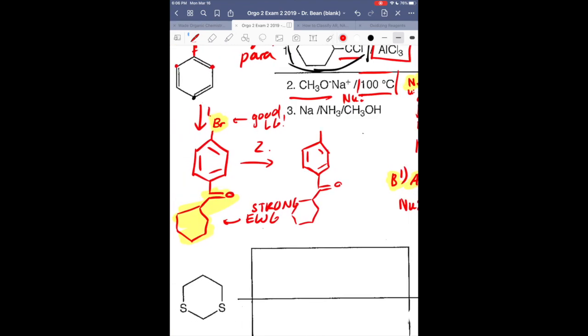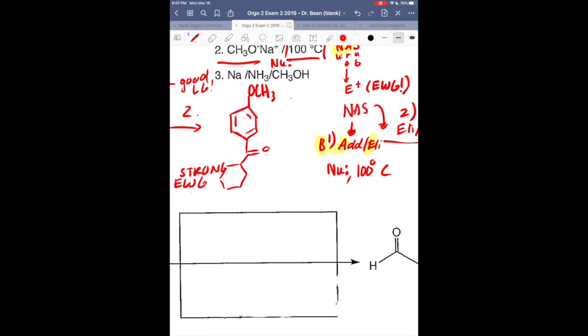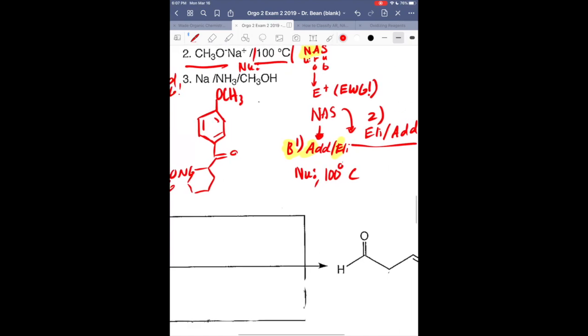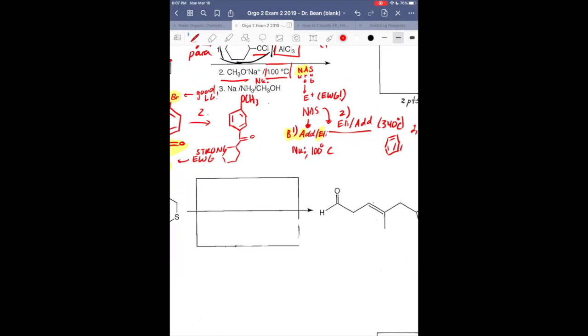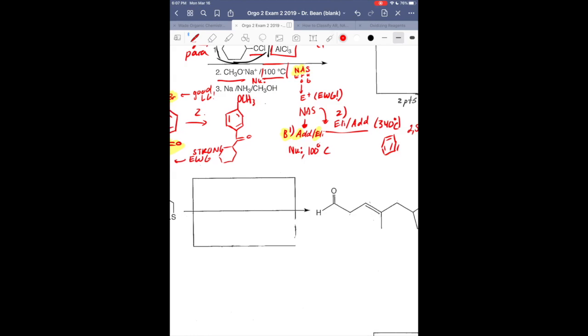And what we get is we replace the leaving group, the bromine, with our nucleophile. And this is written as only one equivalent. You'll see sometimes with NAS reactions, you're going to see 2 equivalents written there. And I explained that in my other video, okay? Or you can ask about it if you have questions about when it's going to be 1 equivalent versus 2 equivalents, okay? So now let's move on to number 3.